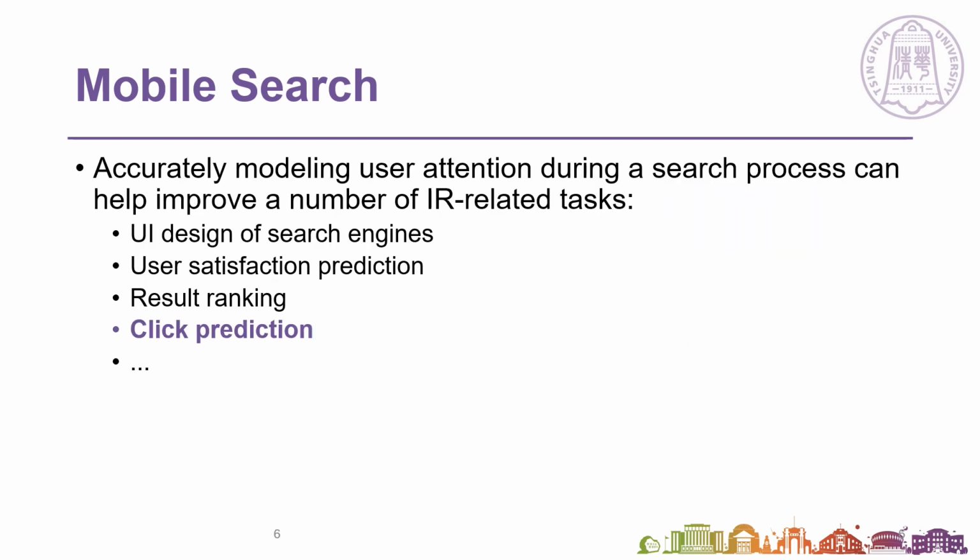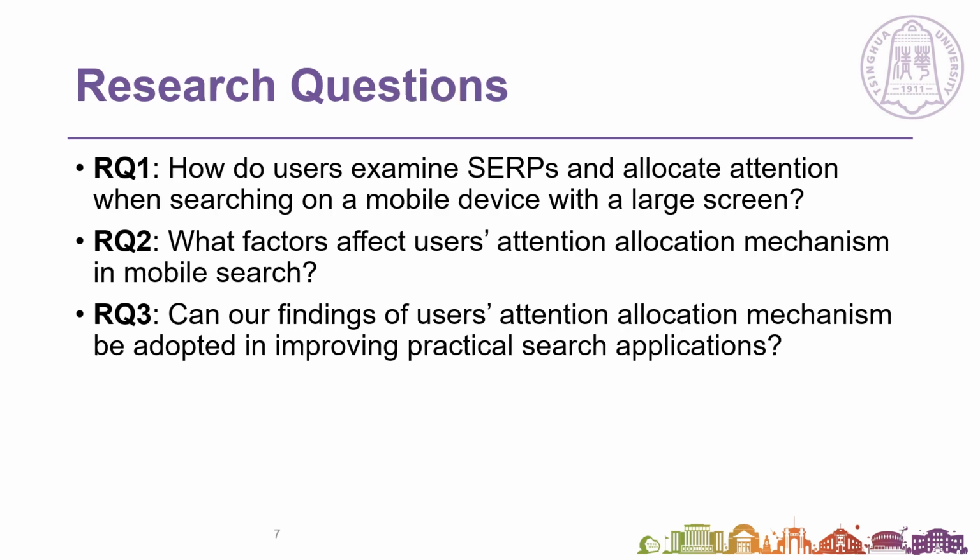In our mind, accurately modeling users' attention during a search process can help improve a number of IR-related tasks, such as these tasks we list here. Based on these motivations, we propose our three research questions. The first one is to investigate how users examine SERPs on mobile devices with a large screen size. The second one is to analyze the factors which may affect users' attention. The third one is to incorporate our findings into a practical search application to show their effectiveness.